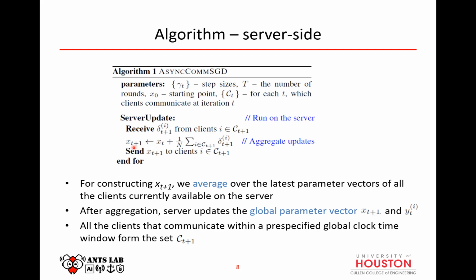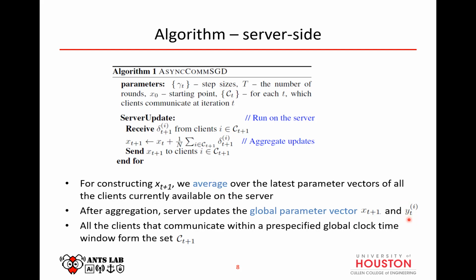For producing this XT plus 1, the server only sees what is the latest parameter vectors of all the clients currently available on the server, and it averages that. So how does it know which are the latest updates and which are not? Usually after aggregation, the server updates the global parameter vector xt+1, like we just saw over here. And it also maintains another parameter called the YTI per client. So in any round T, whichever client I sends the update to it, the server updates that into YTI. So this YTI always has the latest fresh copy of that given client.